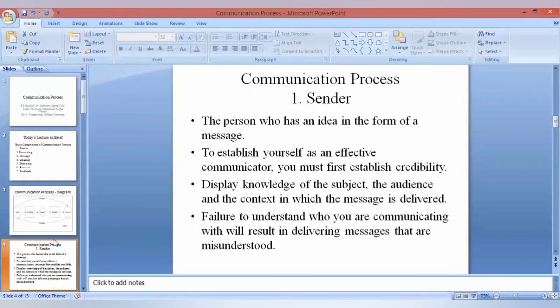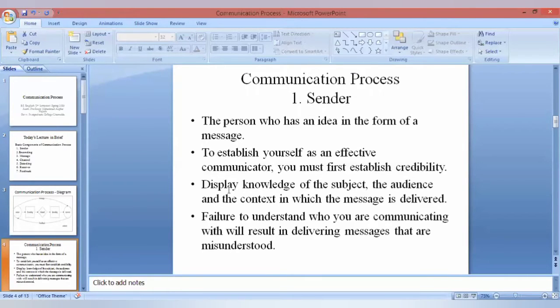Now, to establish yourself as an effective communicator, you must first establish your credibility. As a credible sender, you should work honestly. You should communicate wholeheartedly with other individuals, so that every piece of information that is needed by the other person, the recipient, is delivered to him completely. So in this regard, you should be very honest in sharing the required data, the required information in the form of a message.